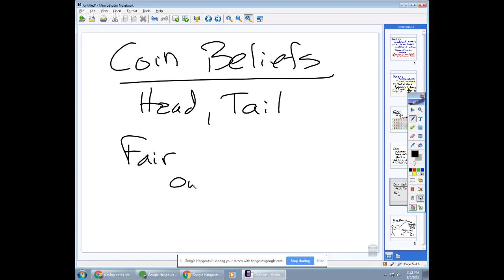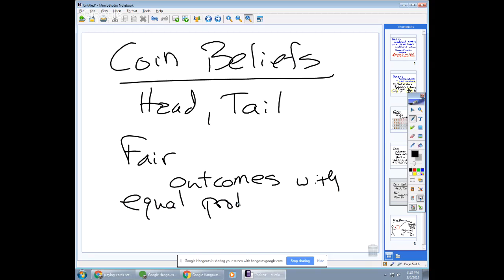So we have outcomes with equal probabilities. That's a belief we have. Is it true? I don't know. I'll flip the coin 1,000 times and maybe I'll get 500 heads and maybe I'll get 500 tails. Even if it's fair, I'm not guaranteed to get 500 heads and 500 tails. That's not what probability means. That's another idea we'll get to shortly.